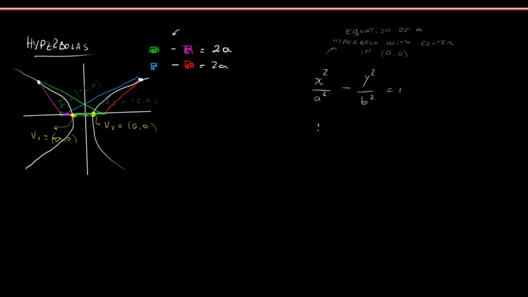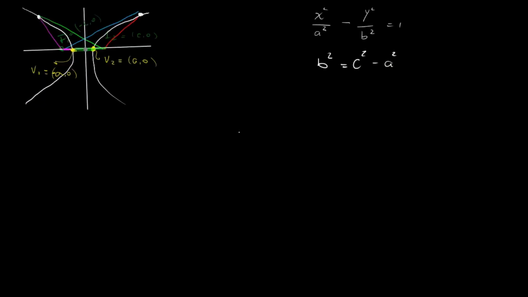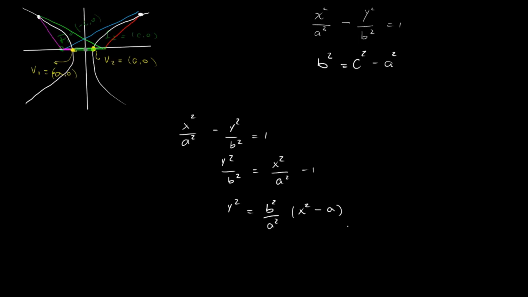Where b is a constant that satisfies that b squared is equal to c squared minus a squared. Let's work a bit on this equation. And let's try now and isolate y. So we get that y squared over b squared equals x squared over a squared minus 1. So then y squared equals b squared over a squared times x squared minus a squared. And then y equals plus or minus b over a times the square root of x squared minus a squared.